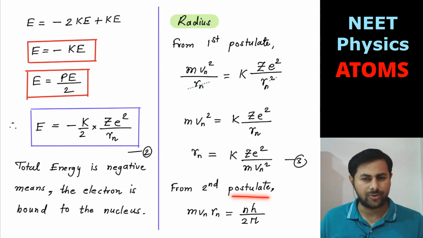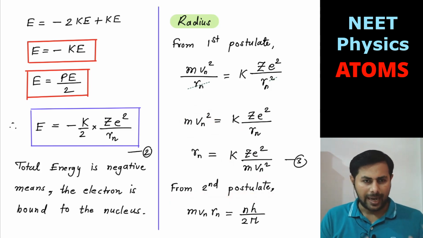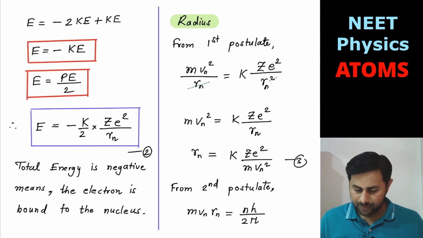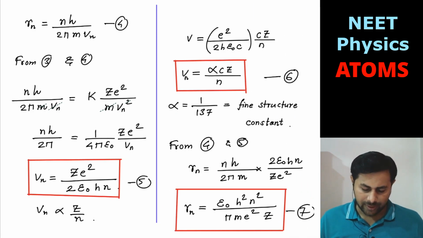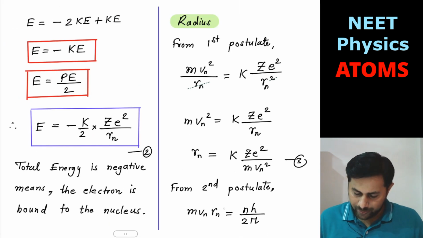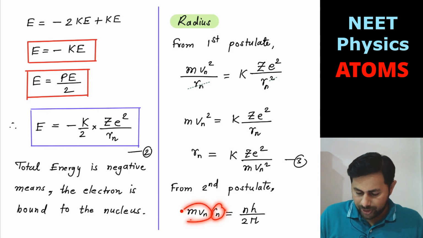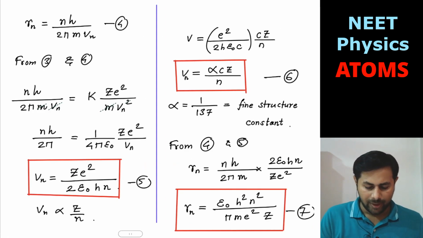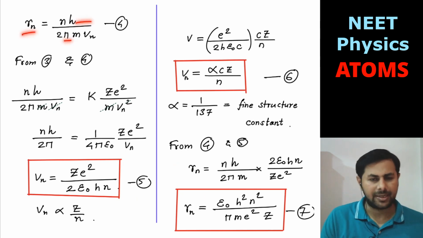So from the second Bohr postulate, the angular momentum of an electron in the nth Bohr orbit is given by what? Nh upon 2 pi. So from this one you can find out Rn. Rn is equal to what? Move this thing to this side and you will get Rn is equal to nh divided by 2 pi m times Vn.